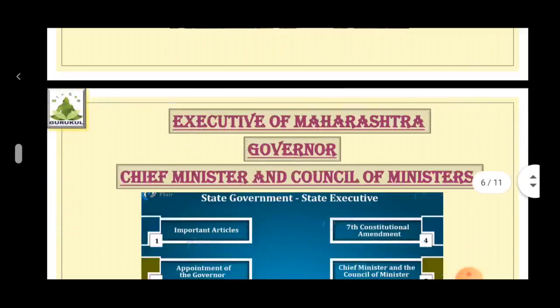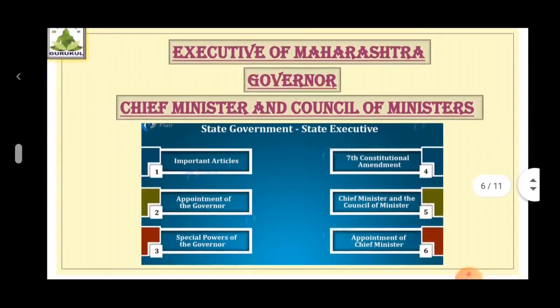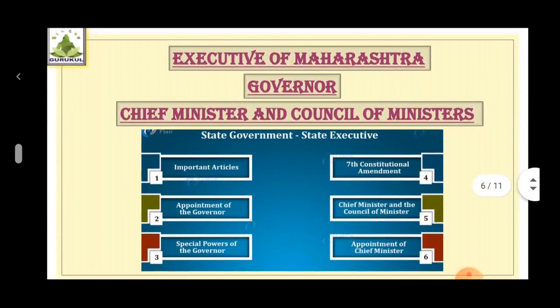Now let us discuss about the executive of Maharashtra. The Governor, Chief Minister and the Council of Ministers together form the executive of Maharashtra. Governor. The President is a nominal head at the center, while the Governor is the nominal head at the state level. The Governor is appointed by the President and holds the office during the pleasure of the President.